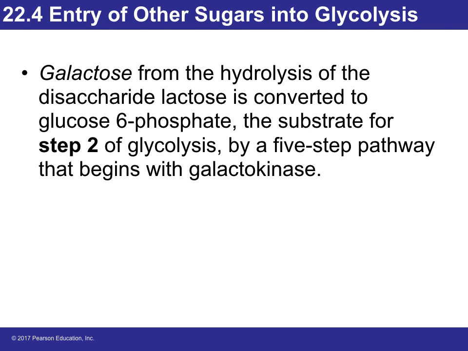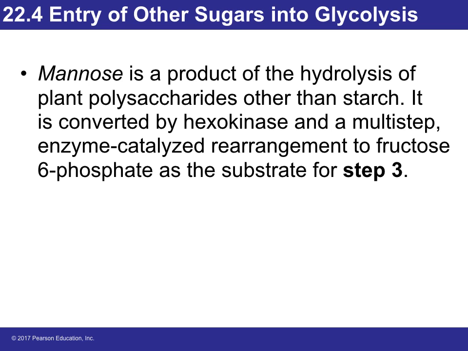Galactose, from the hydrolysis of the disaccharide lactose, is converted to glucose 6-phosphate, which is directly getting into step 2 of glycolysis. And mannose is coming from the hydrolysis of plant polysaccharides other than starch, converted by the hexokinase multi-step enzyme-catalyzed rearrangement to become fructose 6-phosphate and become available for entering glycolysis.